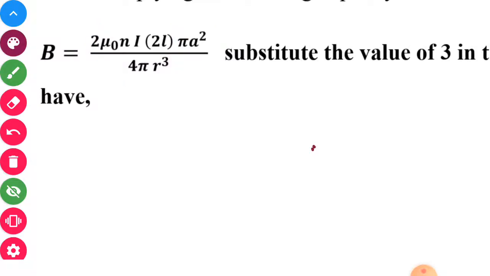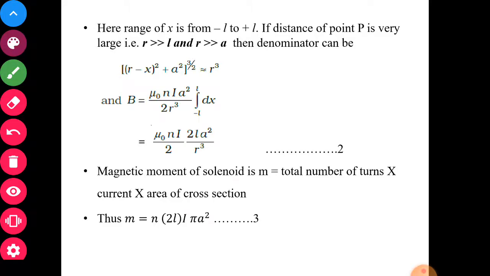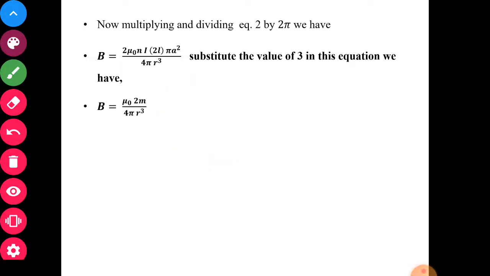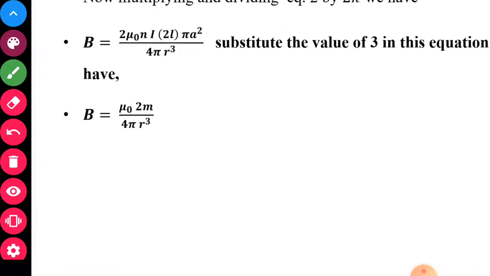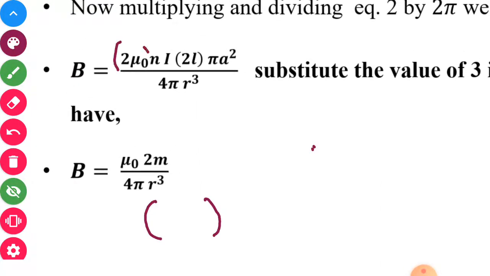Now substitute the value of equation 3. What was our equation 3? Equation 3 is n into 2L into I into pi a square, which is nothing but the magnetic moment. So wherever we find this n 2L I pi a square, we will write m. So it has been replaced by m. See, this 2 and mu 0 will remain. This 2 and mu 0 is as it is.